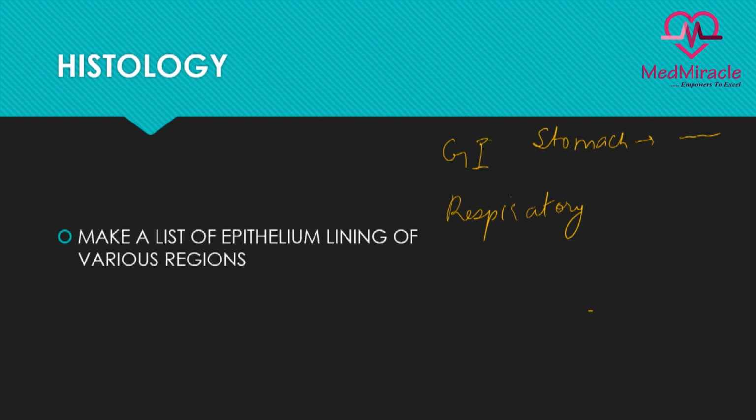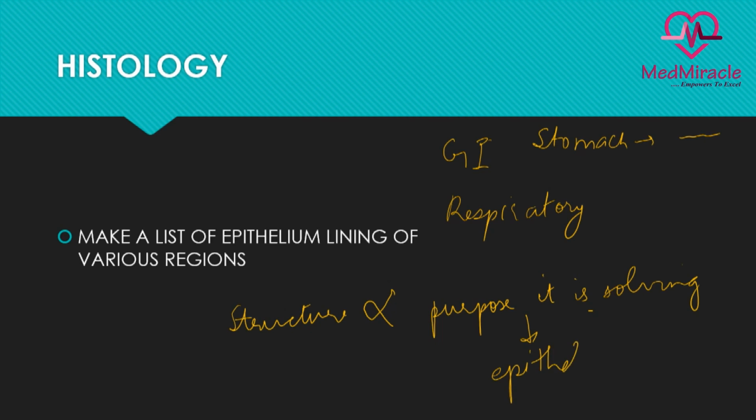Try to make a correlation between the structure and the purpose it is solving, and that will help you in trying to correlate the kind of epithelium that is present. So this is very important. Epithelium, people feel that it is just a topic that they have to mug up, cram, there is no particular concept behind it, but 9 out of 10 times you will be able to realize that the kind of epithelium that was present there was the only epithelium that would have survived in that region.